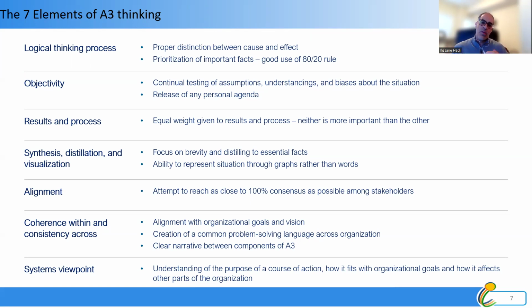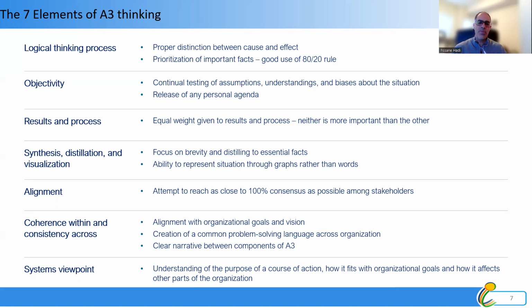The first element, logical thinking process. Organizations face numerous problems but limited resources. E3 thinking encourages employees to identify and address those critical issues by promoting rational thinking and action. The second element, objectivity. Human observation is subjective, as everyone sees the world differently. E3 thinking helps reconcile multiple viewpoints, fostering a more objective perspective for you, your team, and your stakeholders.